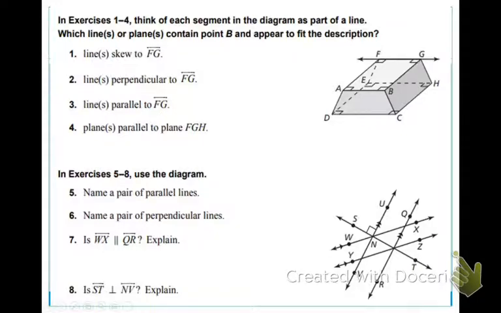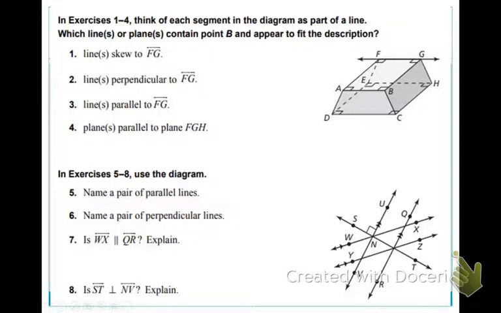So we're going to do the first part, think. Exercises 1 through 4 are on the top of your notes. Go ahead and pull your hood down for me. Think of each segment in the diagram as part of a line. Which lines or planes contain point B and appear to fit the description? So I'm going to review. If I write it on the board, I highly suggest that you write it as well.